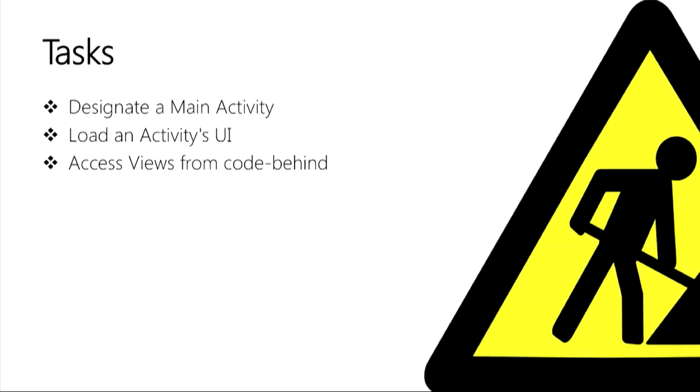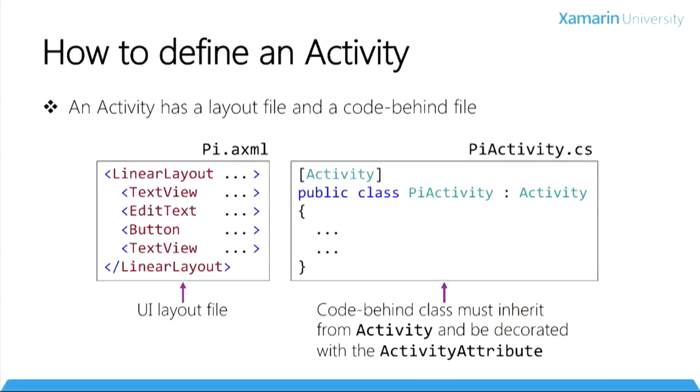And then finally, we can actually write the behavior of the activity. So that'll be code that reaches out and accesses the UI views to, for example, retrieve user input, subscribe to click events on UI buttons, and so on. So remember, there's two parts to an activity. There's the user interface layout file, and then there's the code behind.